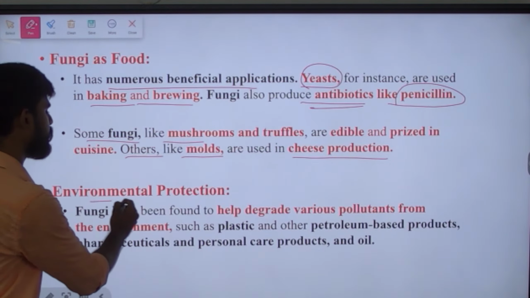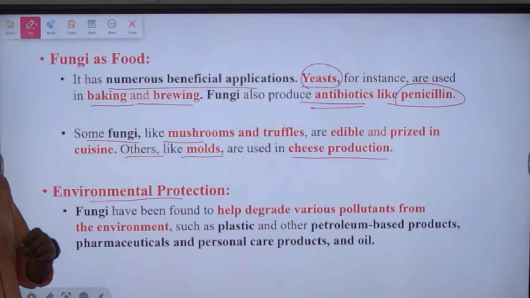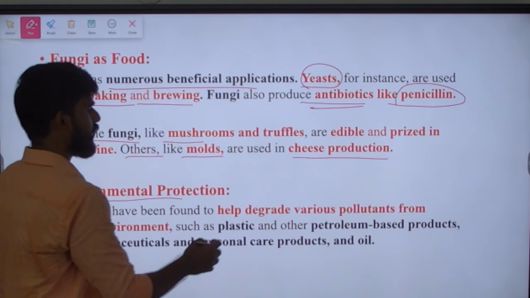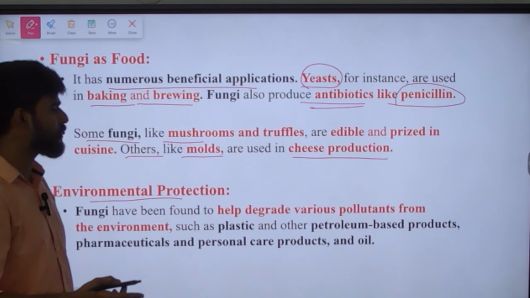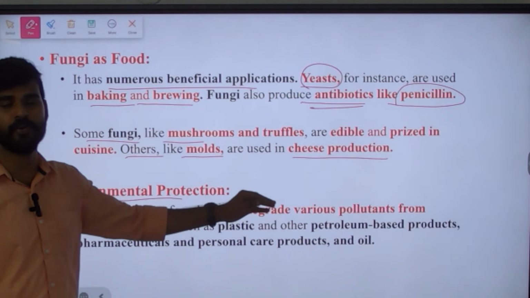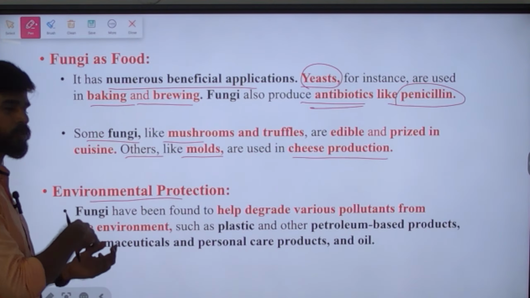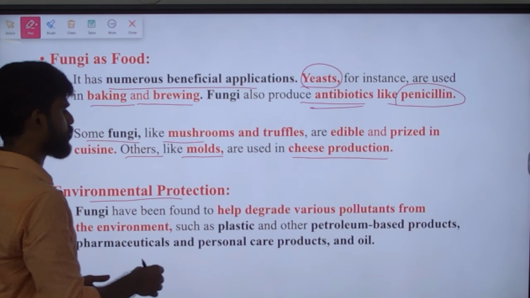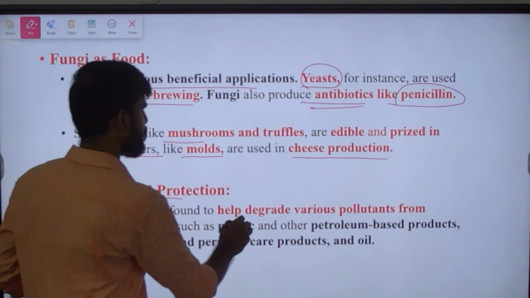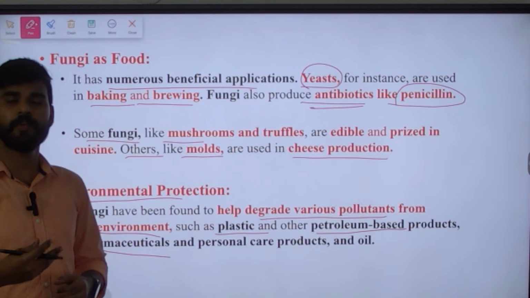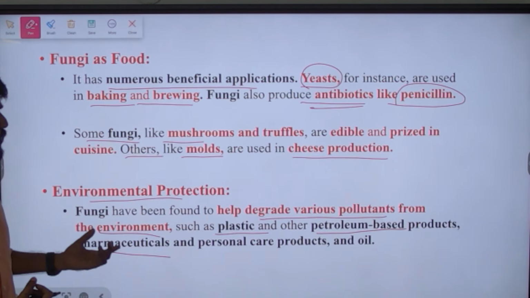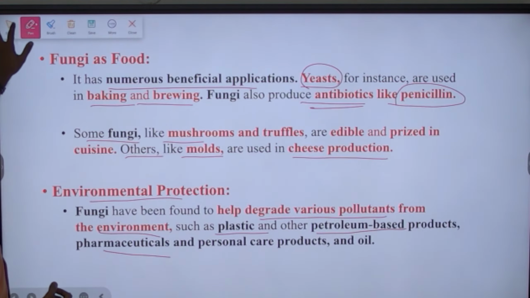Next is environmental protection. How is fungi going to help environmental protection? Like we already saw, it helps in decomposition or degradation. Degrade what? Pollutants are getting degraded. So when pollutants are degraded, it is obviously beneficial to the environment. So this is how it is going to help environmental protection. So they help degrade various pollutants from the environment like plastic and other petroleum based products, pharmaceuticals and personal care products, and also oil. Okay, so when these pollutants are degraded, it is going to help the environment. So these are the benefits. So we saw the benefits of fungi.